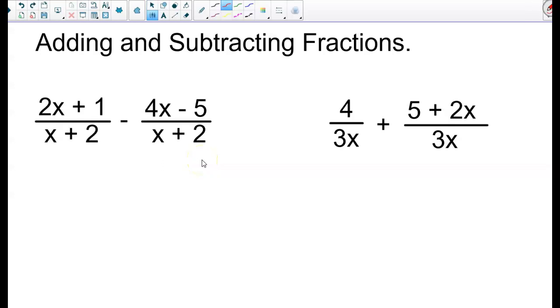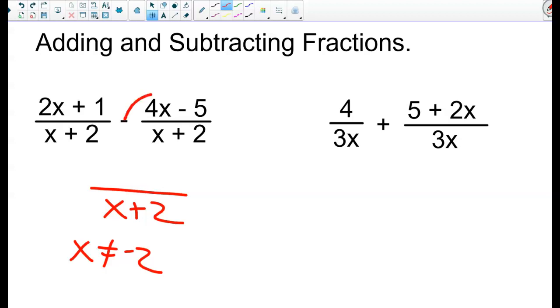So I would argue on the test, this is probably the biggest gift I'm giving you. When you're given a common denominator to begin with, we just keep it. My x cannot equal -2. On top, when there's a negative sign, do not forget to distribute. 2x minus 4x is -2x. 1 minus a -5 is a +6.